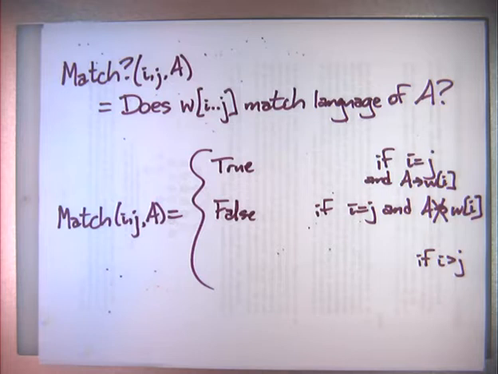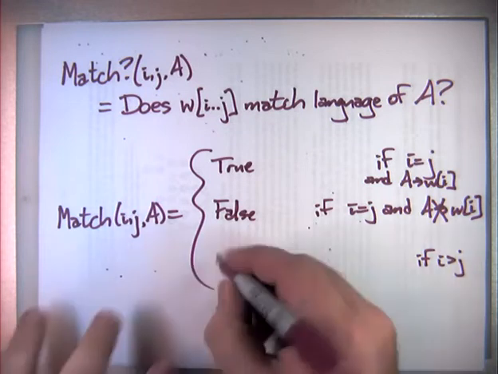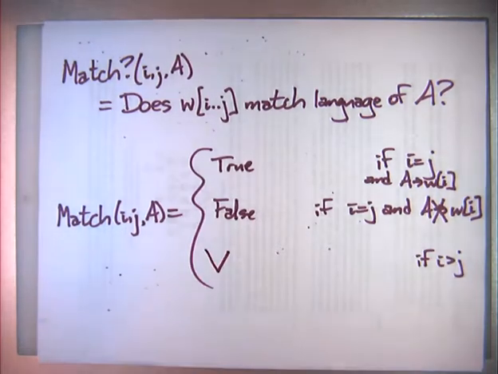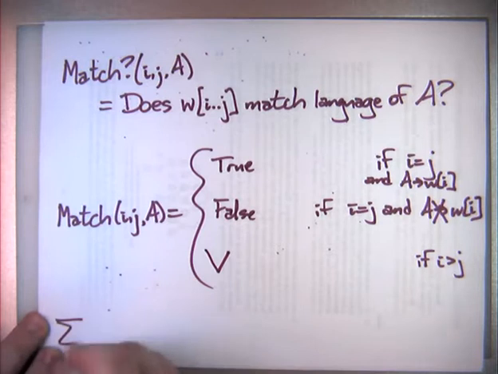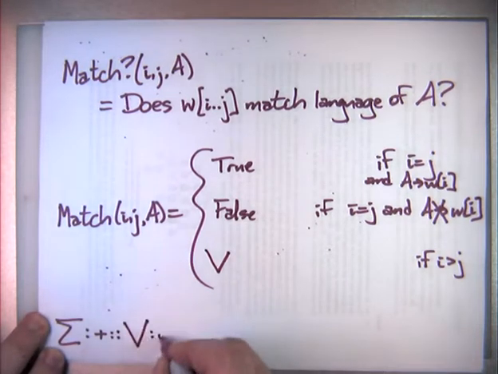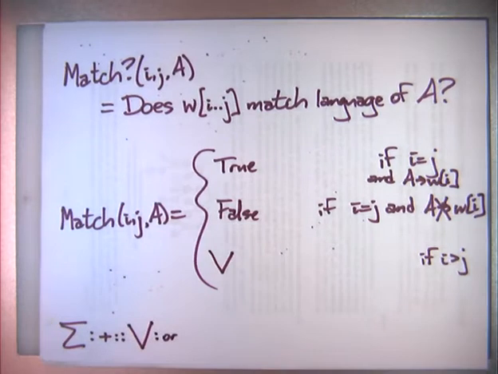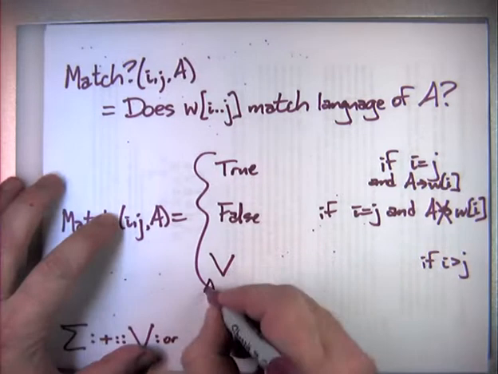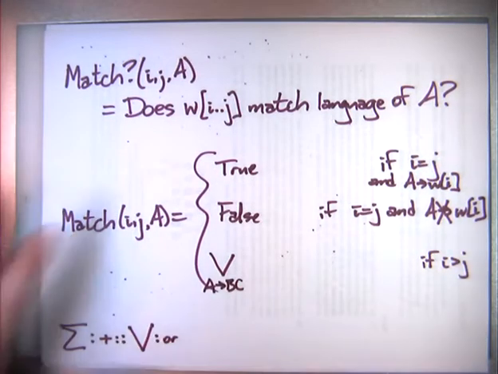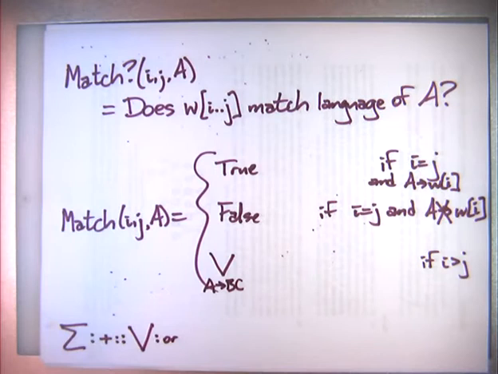In other words, I'm going to try this possibility or this possibility or this. I'm going to have an or of several different possibilities. So I'm going to use this notation that I used before. A big V, this is like, you know, sigma is to plus as the big V is to the word or. Okay? Over all production rules starting with this non-terminal A. I'm going to try them all.